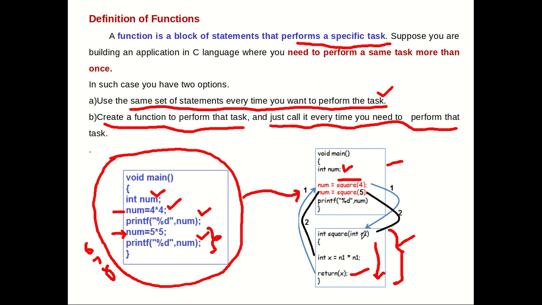Here the 4 is stored in the variable num. So here, the variable n1. What we are doing is multiplying the content of n1 with n1, nothing but we are performing the square of a number. The result is stored in x, and after execution of this statement, we are returning the result back to the function here. So here num will be holding the square of the number 4.